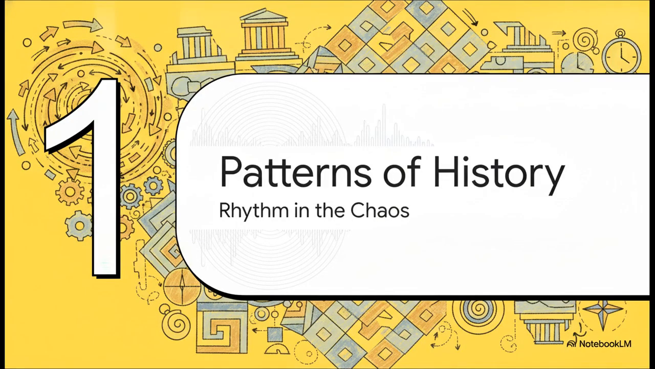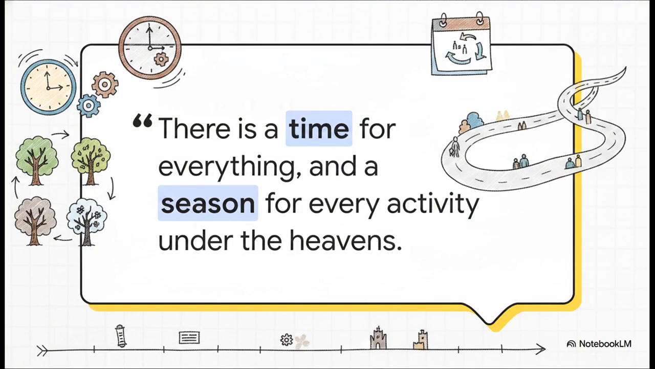Section 1. The patterns of history. Finding the rhythm in the chaos. You see, the absolute biggest mistake people make is thinking history is just this chaotic collection of boring dates you have to memorize for a test. But it really isn't. It's a series of deeply connected patterns. Once you find the rhythm in all that chaos, everything just starts to make perfect sense.